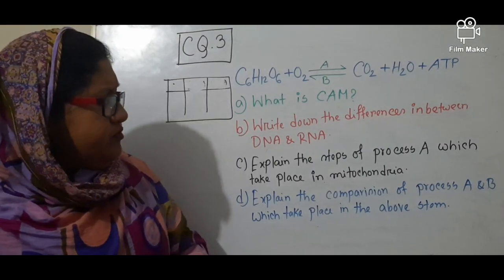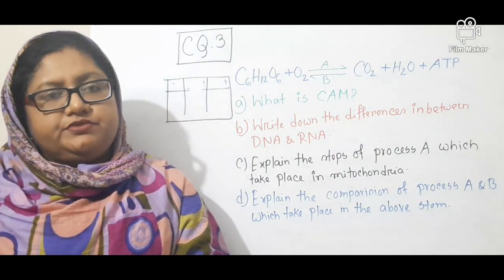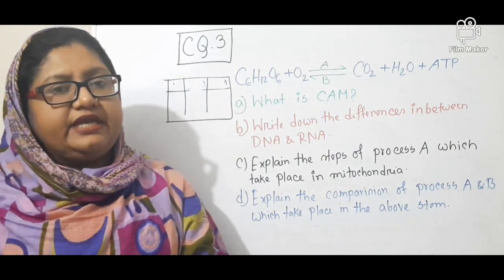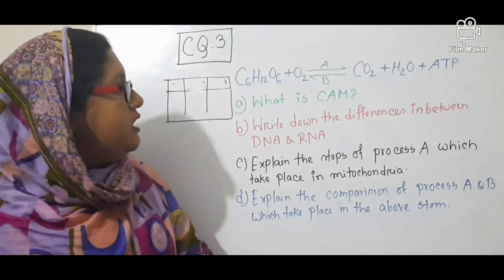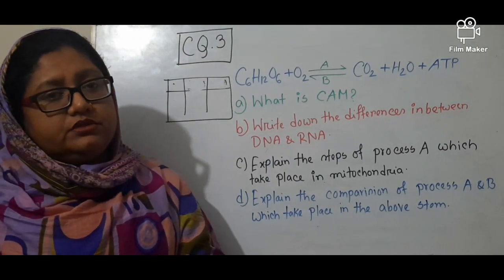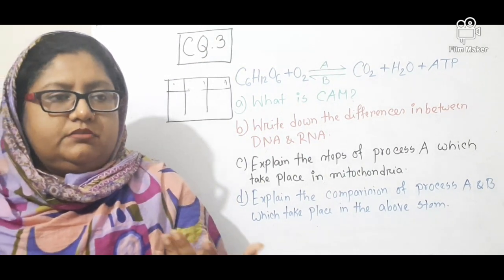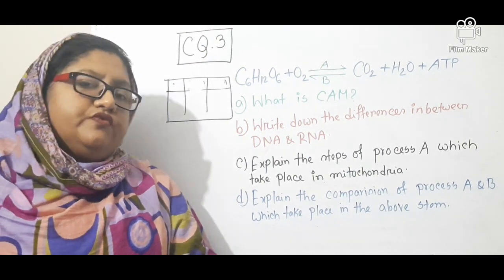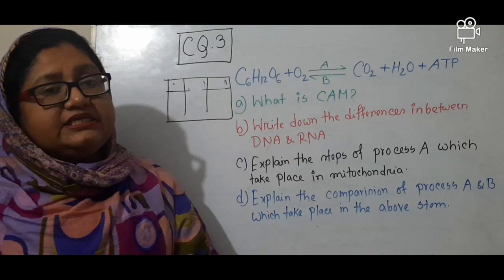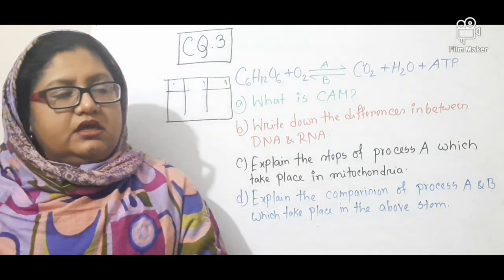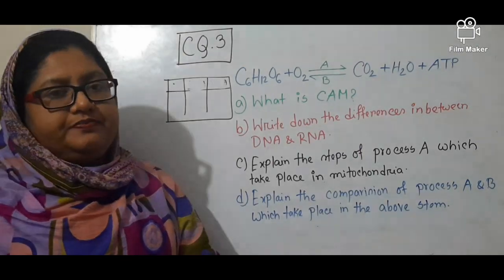Then the next point, in case of respiration, large amount of energy is produced along with carbon dioxide and water. In case of photosynthesis, carbohydrate and oxygen are produced. In case of photosynthesis, what are the catalysts? In case of respiration, it is different enzymes and coenzymes. In case of photosynthesis, sunlight and chlorophyll are the catalysts, or these act as a catalyst.